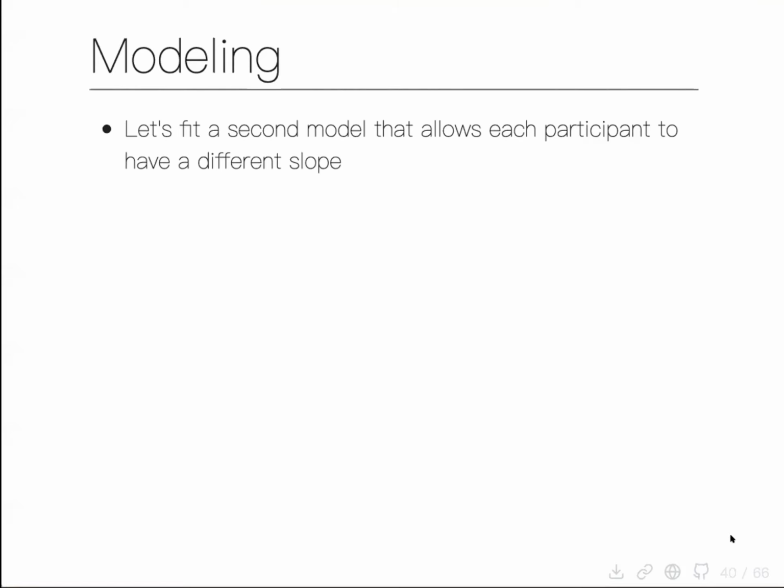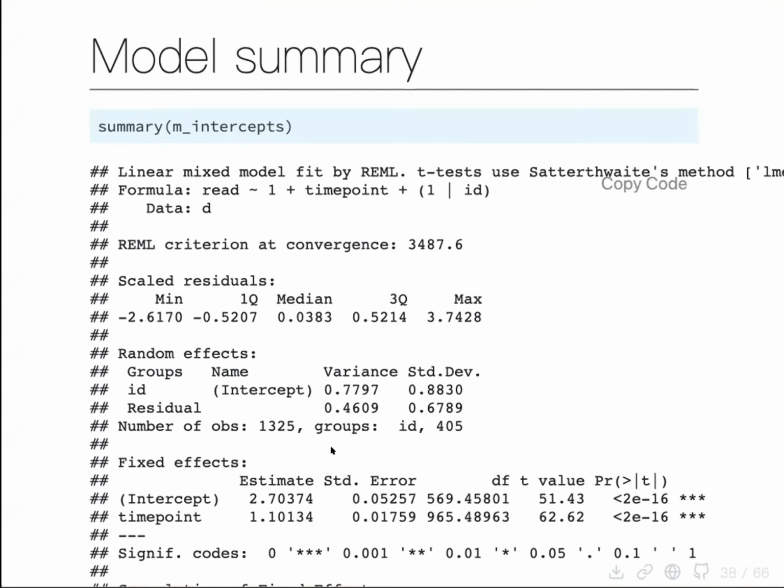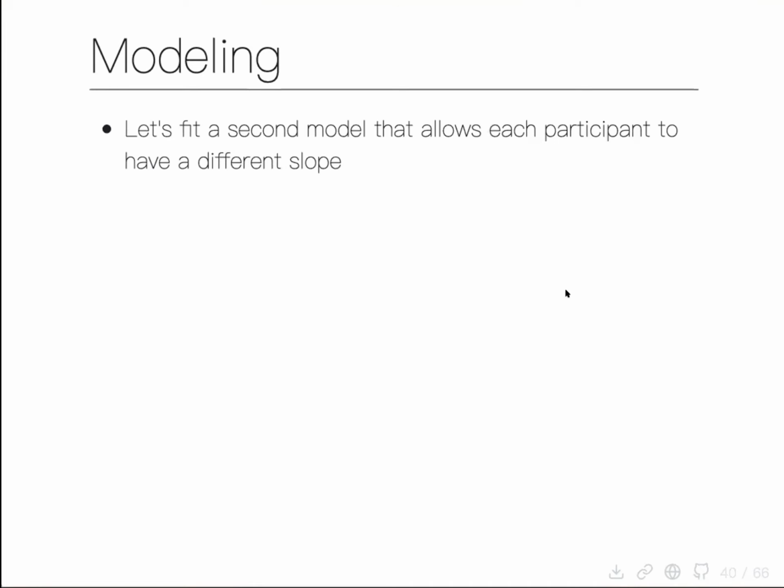Now let's fit a second model that not only allows the intercept to vary across students, but allows the slope to vary across students. So again, coming back here to our model output, we say that students started on average with a score of 2.7 points, and that varied between students with a standard deviation of 0.88, but we're assuming all students grew at 1.1 points per time point, right? There's no student level variation in that slope. So that's what we're going to do now, is we're going to model the variation in the slope in addition to the variation in the intercept, okay?